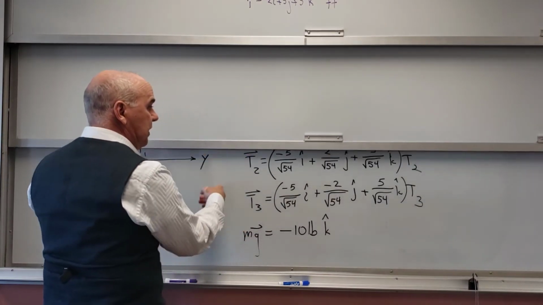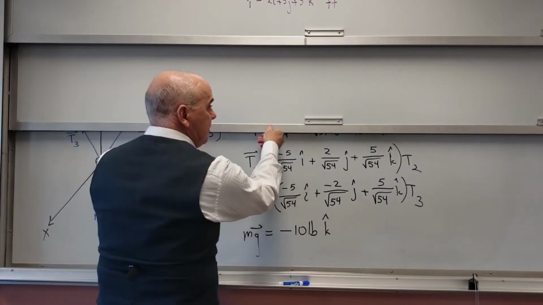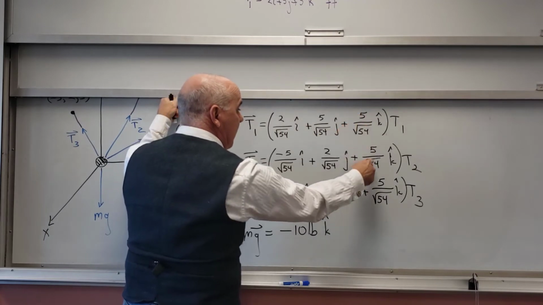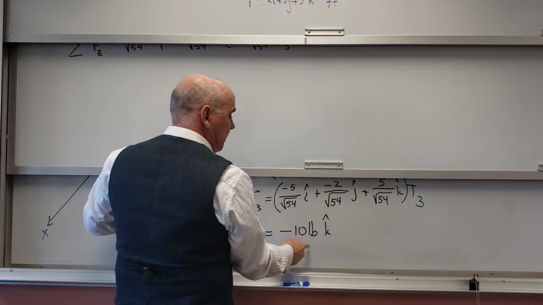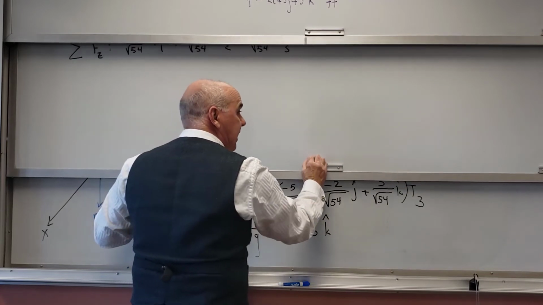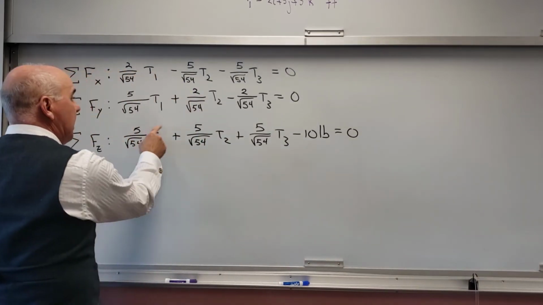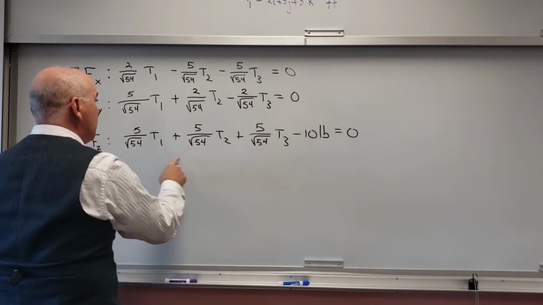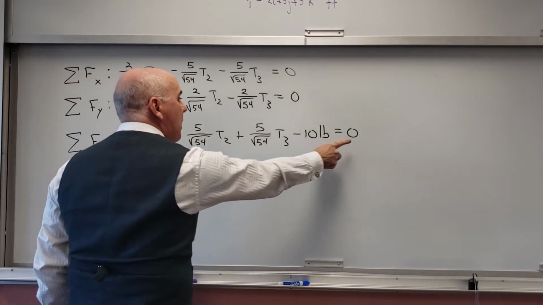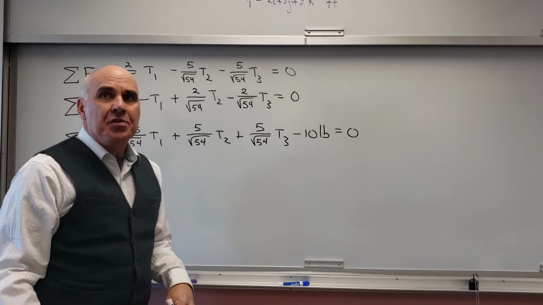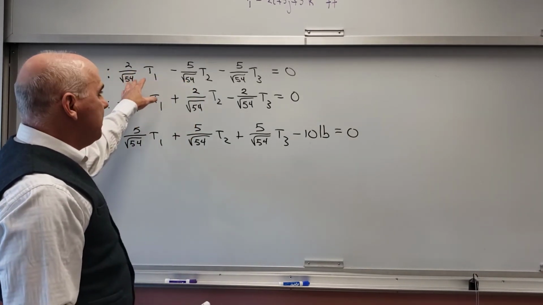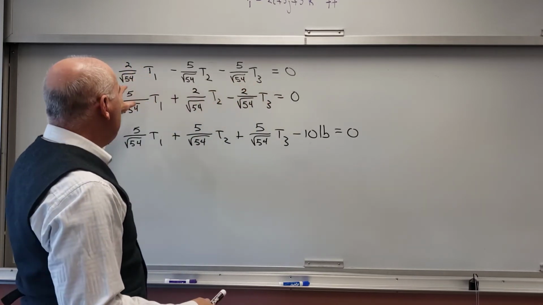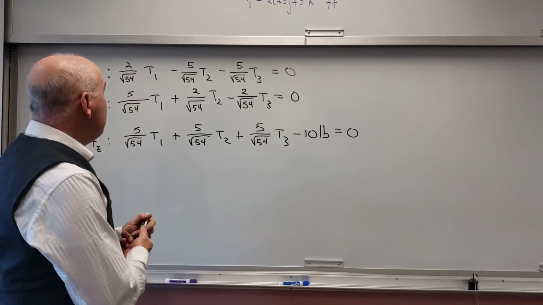And then finally, minus 5, 5, 5, and 5 for all of the k's, and then don't forget the negative 10. So 5, 5, 5 all over radical 54, T1, T2, T3, and then minus 10 pounds. So this actually doesn't take too much to solve. Notice I got a square root of 54 in every one of the denominators here in the first term.